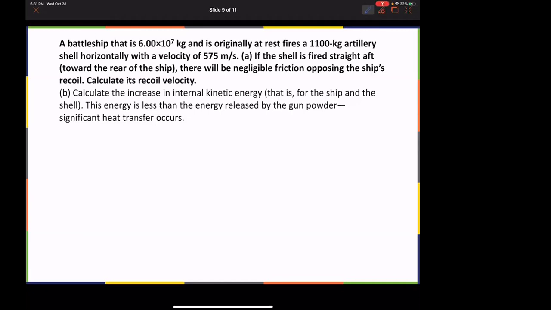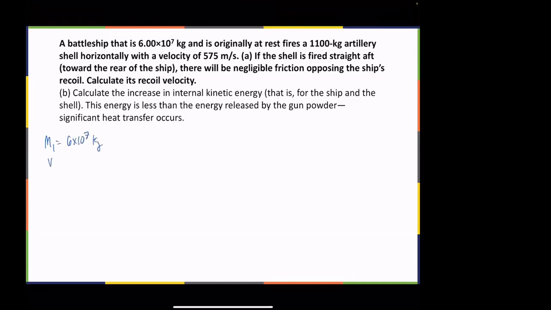How we doing? Can we go to the first part? Make sure you got it right before we go to the second part. So M1 is 6 times 10 to the 7th kilograms. V1 naught is 0. M2 is 110 kilograms. V2 naught is 575 meters per second.